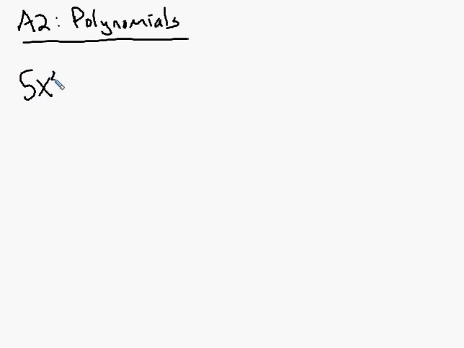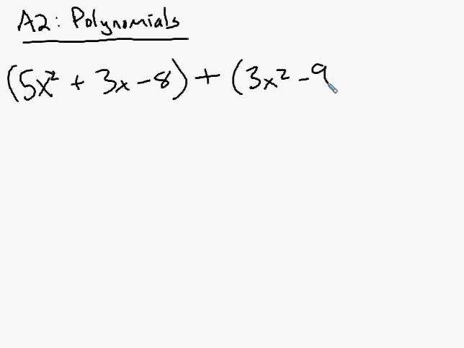If I had something like 5x squared plus 3x minus 8, and I was going to add to that 3x squared minus 9x plus 12, just for instance, I'm going to combine my like terms. Now if I had a number out here, I would go ahead and distribute that number, or whatever that thing is, before I add and subtract, but let's just say that there's not.